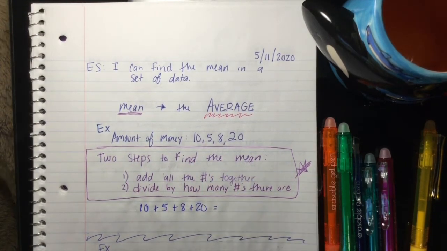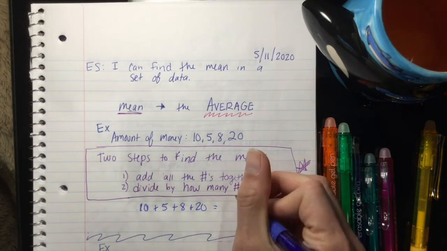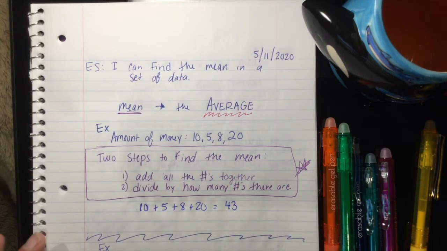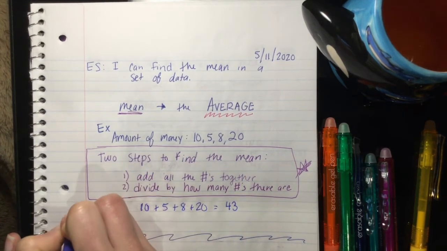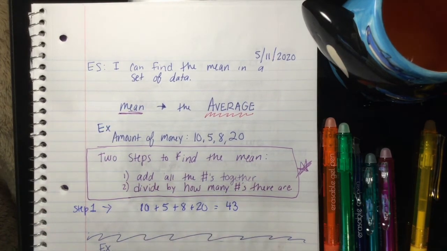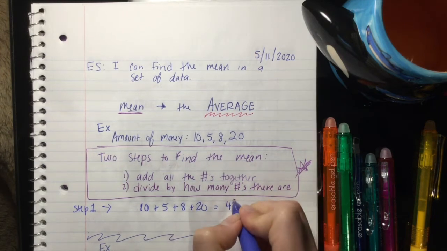I encourage you to pause the video right here in order to add it up. You can either add it up on the side or you can add it up on your calculator. All right, so what I got was 43, and hopefully you got the same thing. So that's step 1. We added all those numbers up together and we got 43.